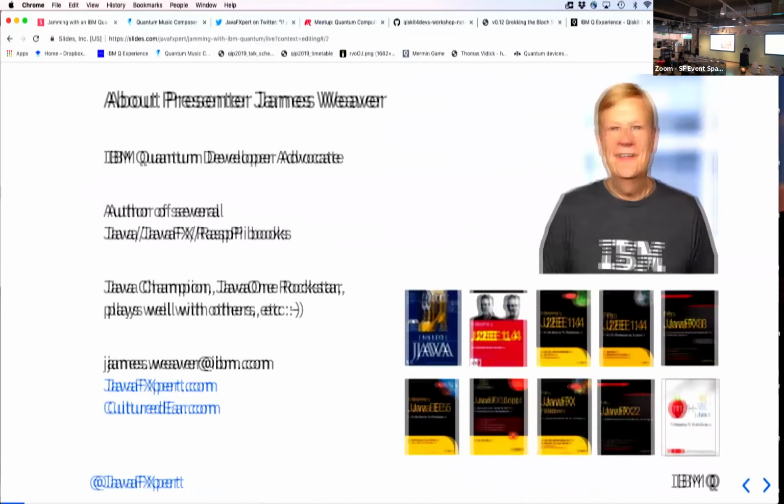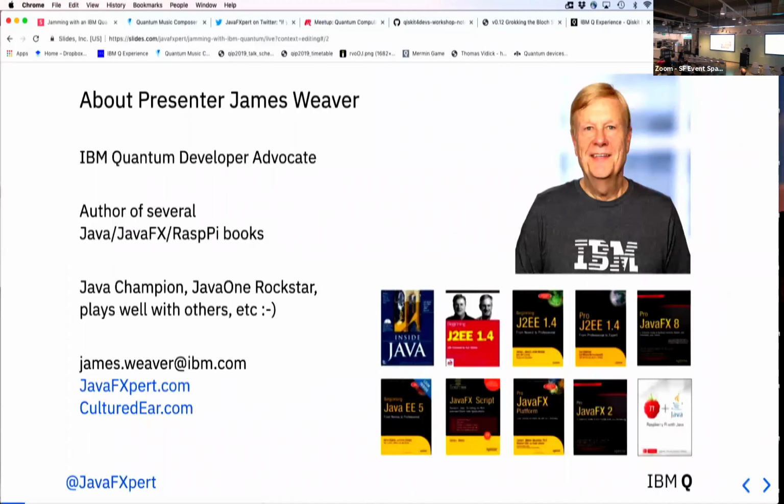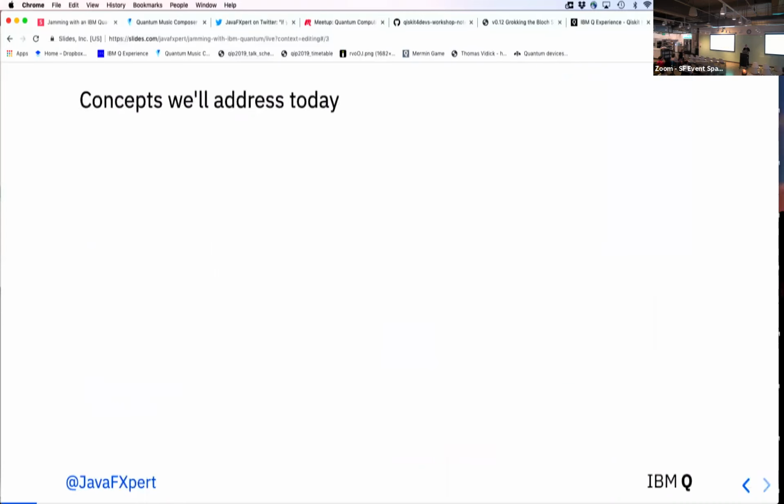And a little bit about me. I've written several Java books, mostly on Java, Java EE Enterprise Edition, JavaFX, and Raspberry Pi. And so I'm a lifetime classical developer. About 3 years ago, I investigated quantum computing and just fell in love with it. And so I changed directions from classical computing to quantum computing. And that's why I'm working for IBM.